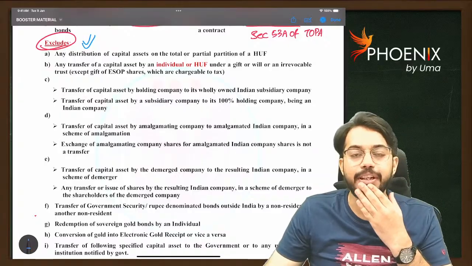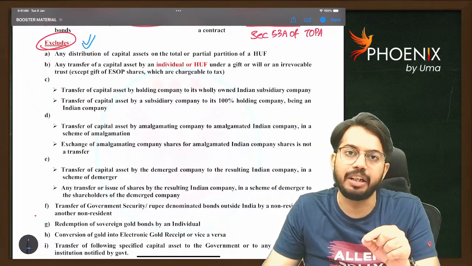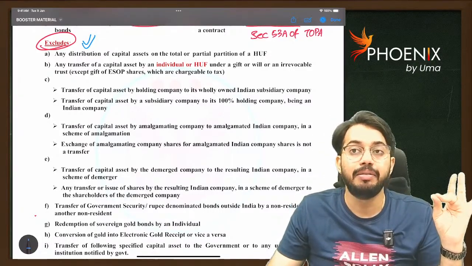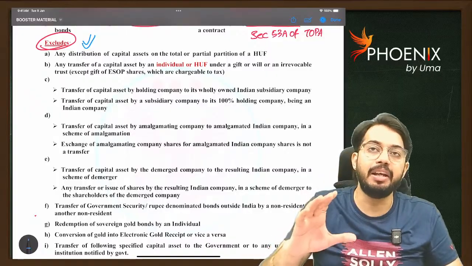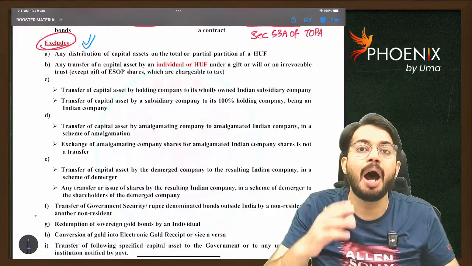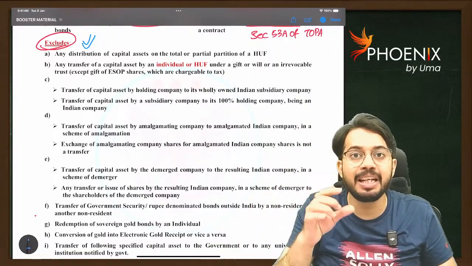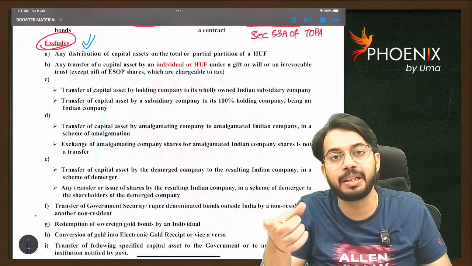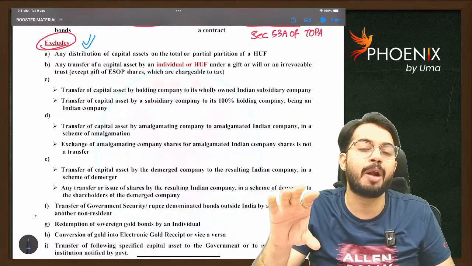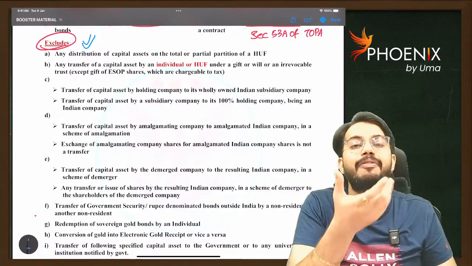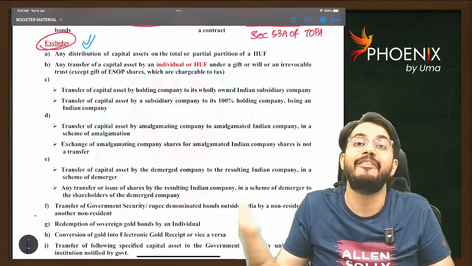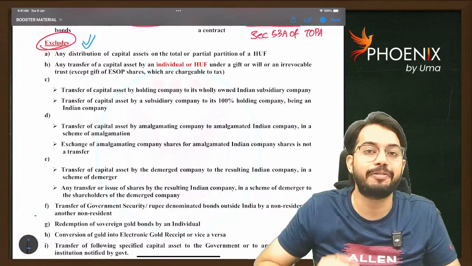Next, exclusions to the definition of transfer. If any transaction is excluded from the definition of transfer, on such transactions you are not required to compute capital gains in your returns. I got a building from my father. Transfer of building from father to son upon death of the father. Even though there is transfer of property from one person to another, it is by way of inheritance. So if any property is transferred by way of inheritance, capital gains are not required to be calculated. Why? Because inheritance is excluded from transfer.